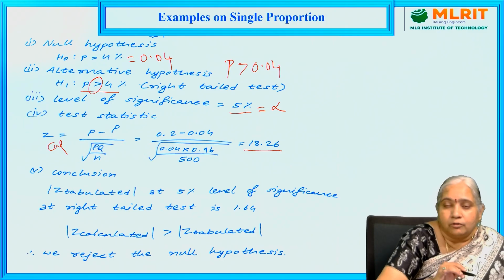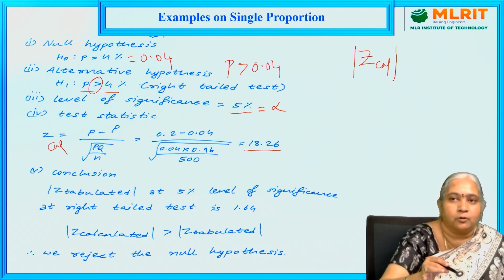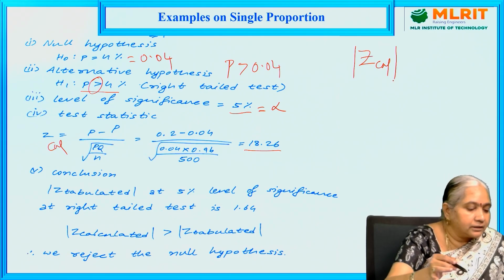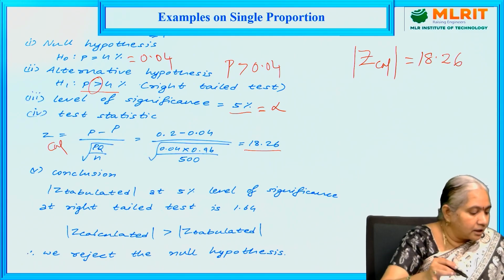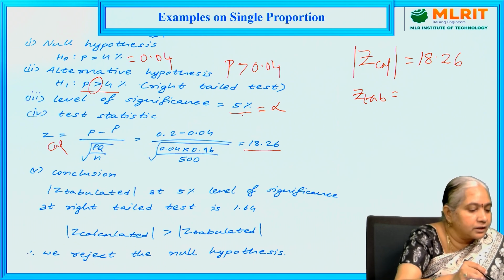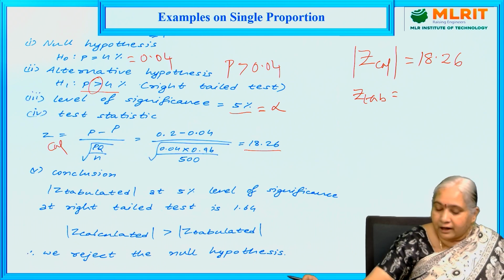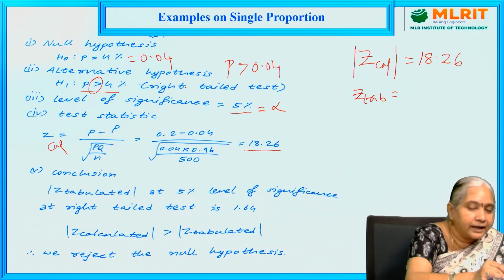Even though we get a calculated value in negative, we always take the modulus of Z calculated. Remember this point. So here the Z calculated value is 18.26, and for the Z tabular value at a 5% level of significance, this is a greater than case. Greater than means right tail test.